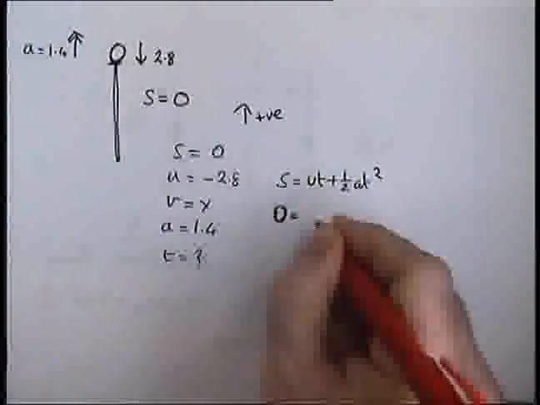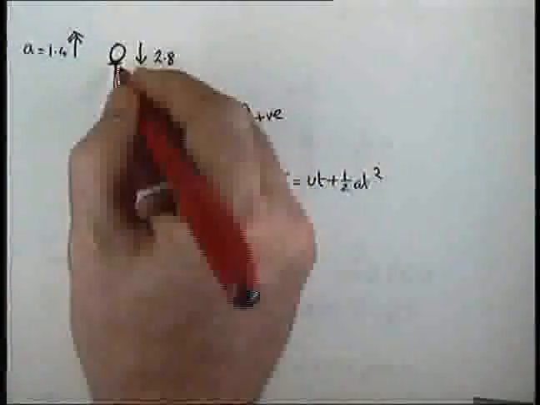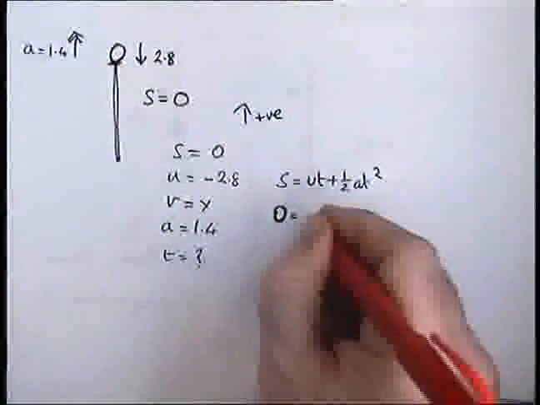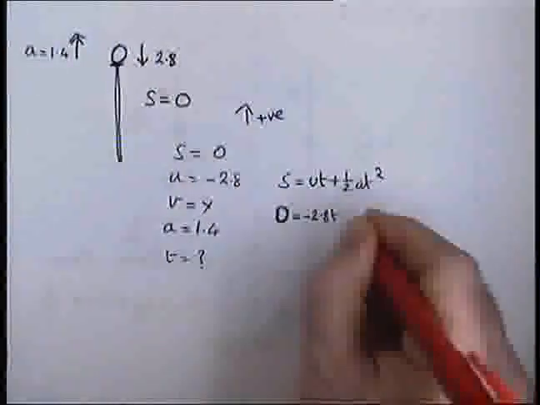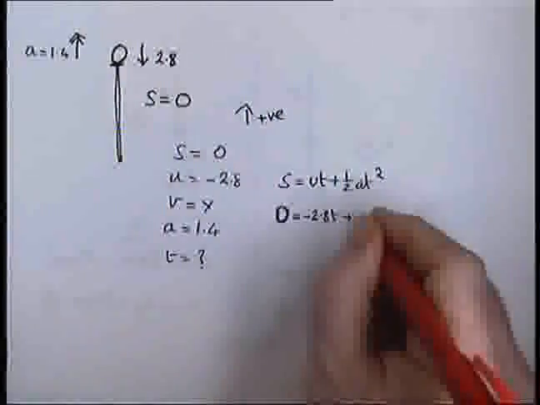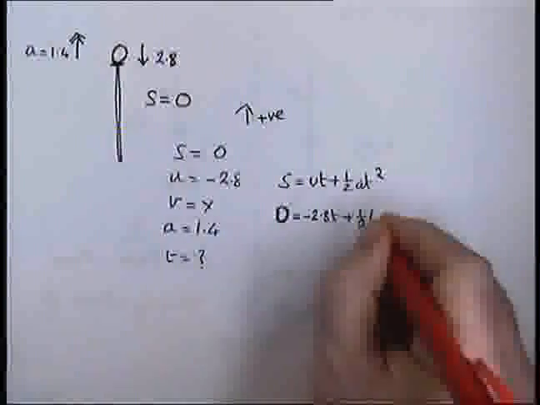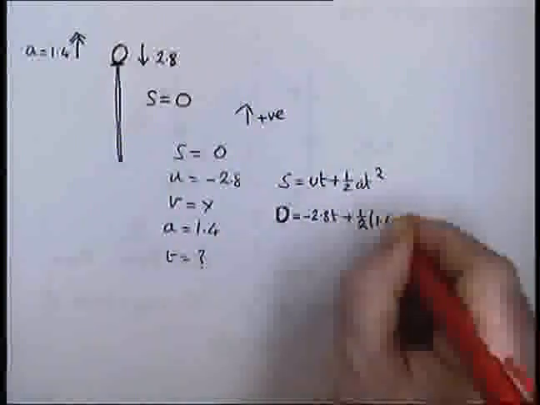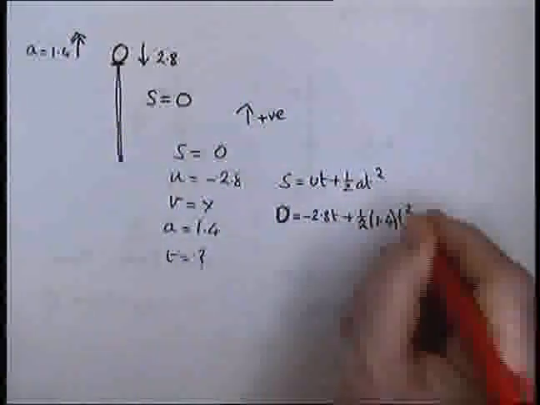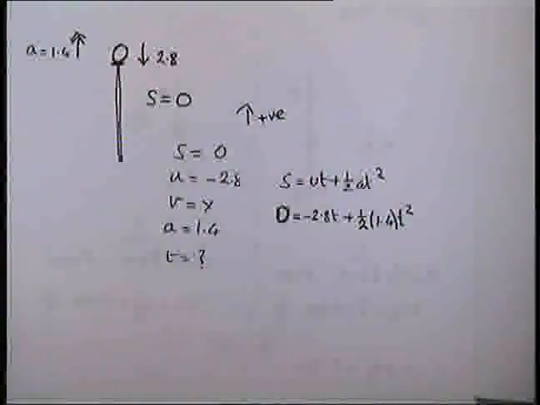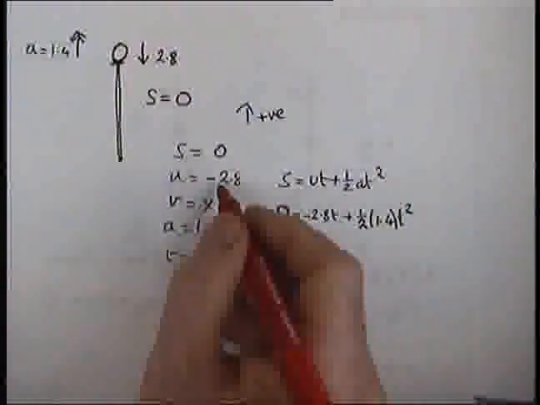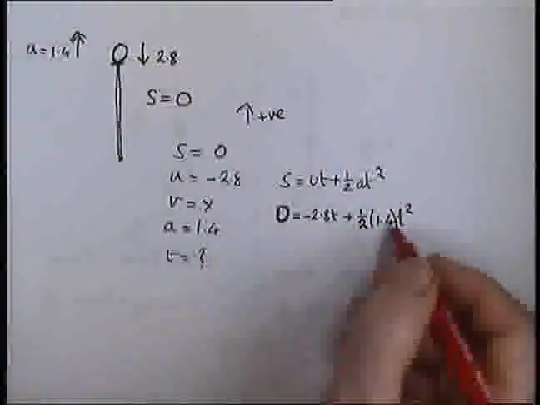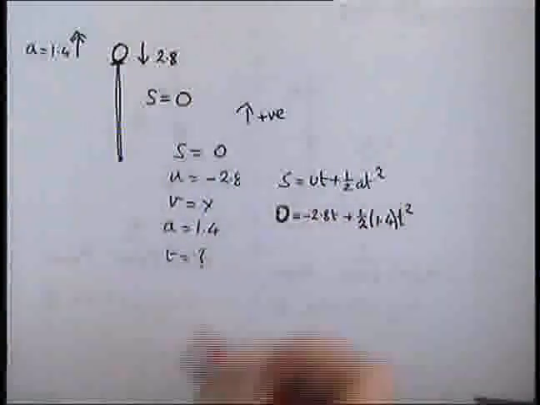Well, we know S is 0 because it's there and back. We've gone, the displacement is 0. U is minus 2.8, t plus a half of 1.4, t squared. So we've just substituted in our acceleration, our initial speed, and we're looking for time and our displacement.